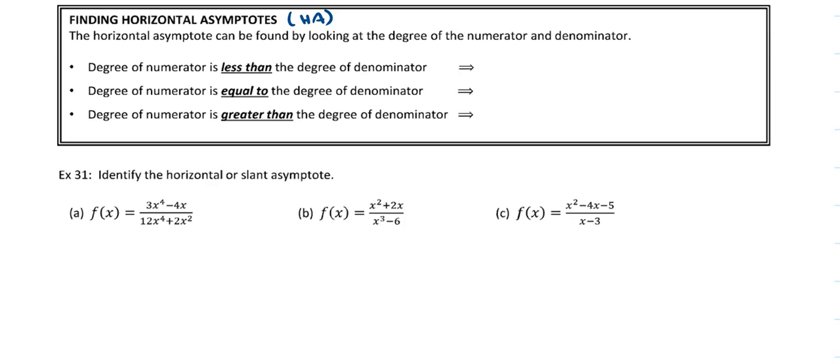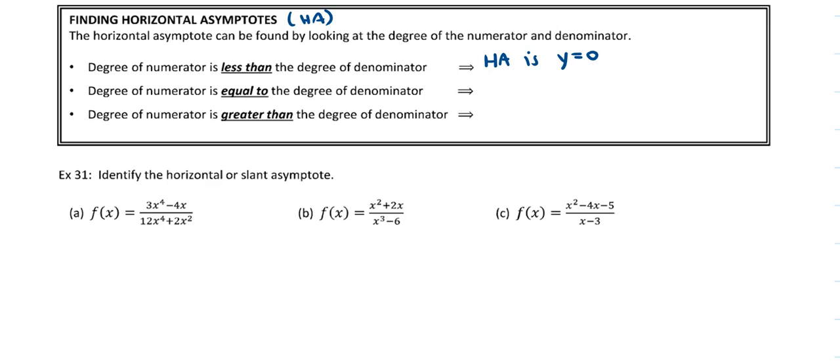If the degree of the numerator is less than the degree of the denominator, the horizontal asymptote is, and remember it's horizontal lines, so we have y equals 0. So right away, all you have to do is inspect, and you can come up with that horizontal asymptote without too much math.